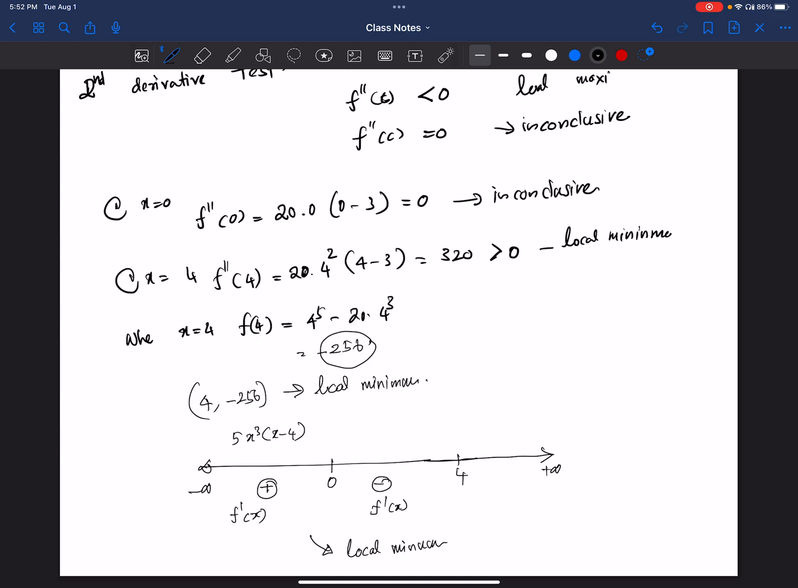At x equals 0, it changes from positive to negative. So that's actually a local maximum. Sorry, it's a local maximum. So this point is a local maximum. This point is a local minimum.